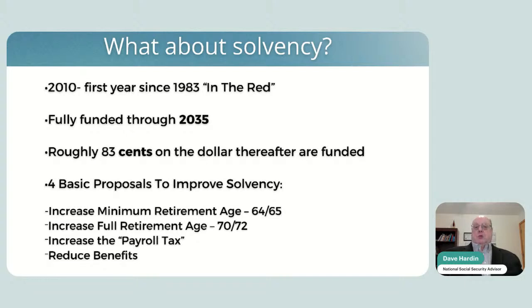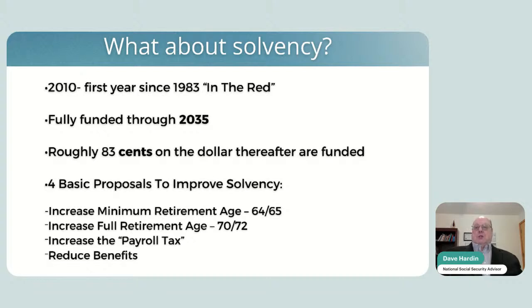Here are the four basic proposals. Increase the minimum retirement age. Currently it's 62. They could raise it back up to 64. It used to be minimum 65. So they could do that. Will that fix the problem? No, but it helps. They could increase the full retirement age. Right now, 66 or 67, to 70 or 72. By the way, if that happened, it wouldn't affect you. Unless there's some really young people on here, it wouldn't affect you, because you'd be prorated in, grandfathered in.